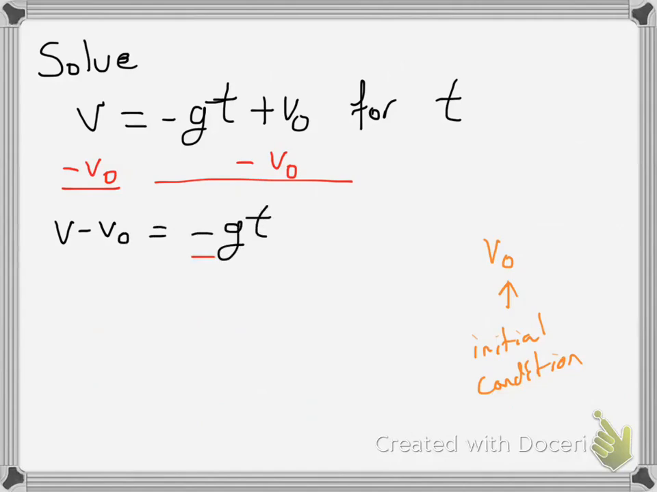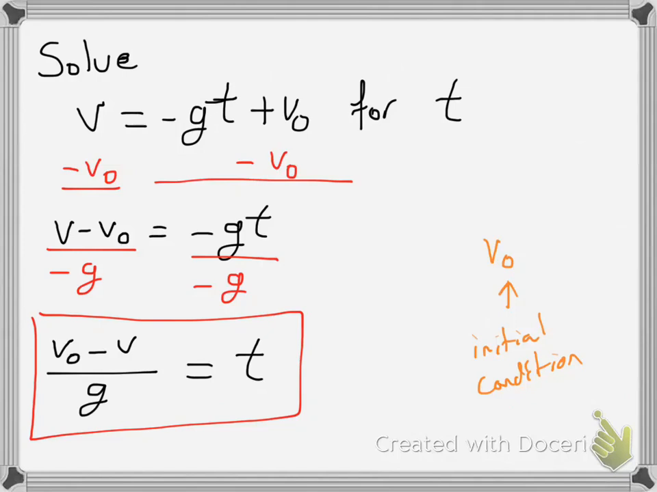So v minus v naught is negative gravity times time. Negative g is attached to t by multiplication. The opposite of that would be divide. So we divide both sides by negative g. Okay, and then I did one other thing here. I don't like the negative in the denominator, so I can go ahead and divide the numerator by that negative. So just move that negative up. So the v naught went from negative to positive, and the v went from positive to negative. All right. So that's it for this one.